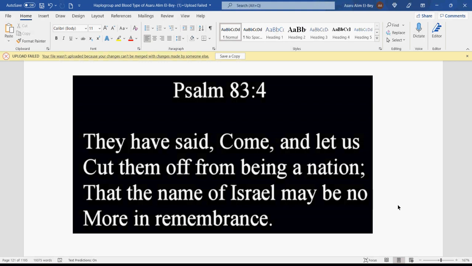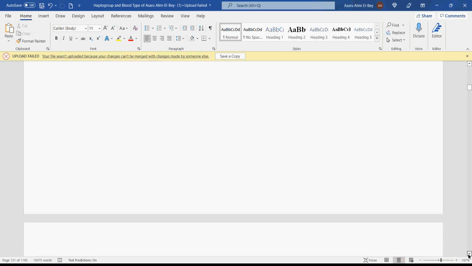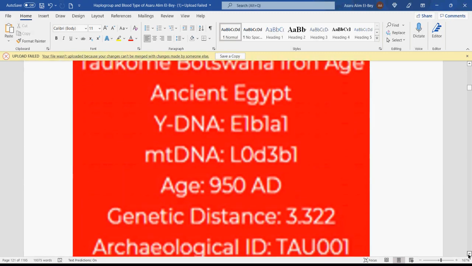Oh, yeah. And this is what it says. They have said, "Come and let us cut them off from being a nation, that the name of Israel may be no more in remembrance." So they don't want us to be Moors, which ties us back to being Hebrew Israelites. So destroy their nationality. Destroy them from being a nation. This is Psalms 83. Right? And I don't mean to get so biblical in this class, but we're trying to show the connecting pieces of what is going on that is even in the Bible.